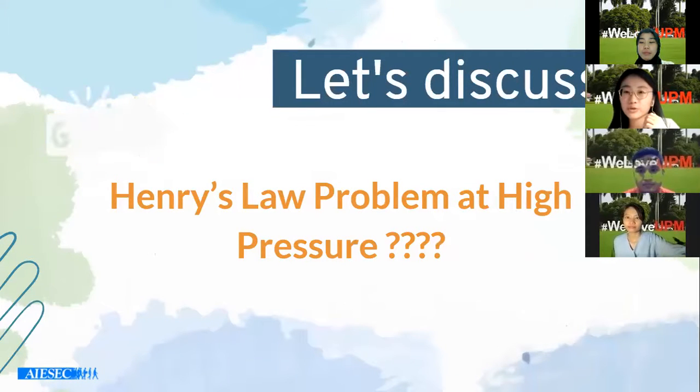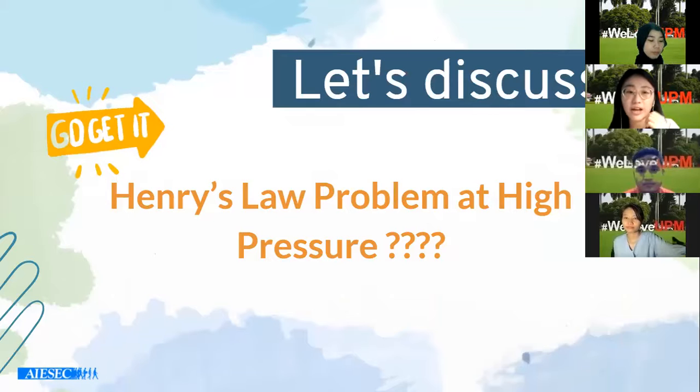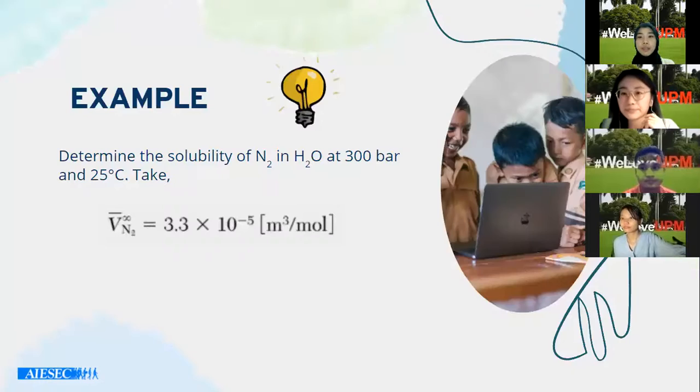The example I will present is about the Henry's law problem at high temperature. For these questions, we need to determine the solubility of nitrogen gas in H2O at 300 bar and 25 degrees Celsius, and we take the specific volume of the nitrogen gas to be 3.3 times 10 to the power of -5 meter cube per mole.